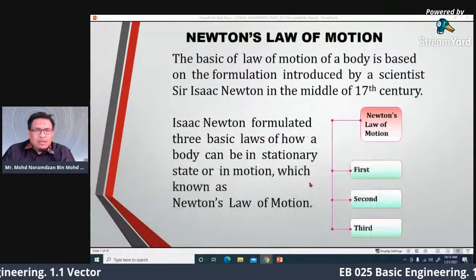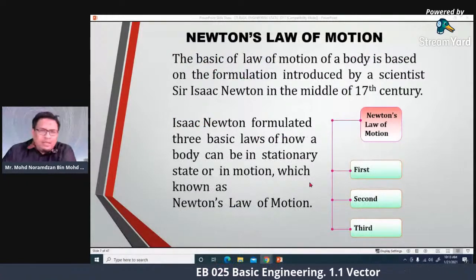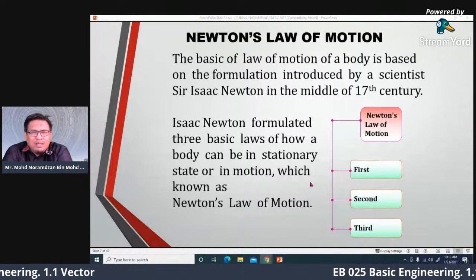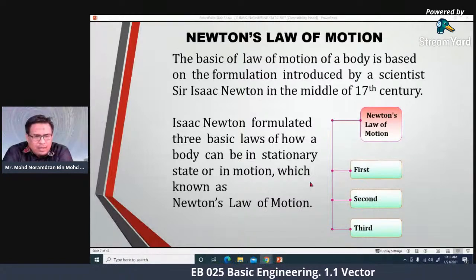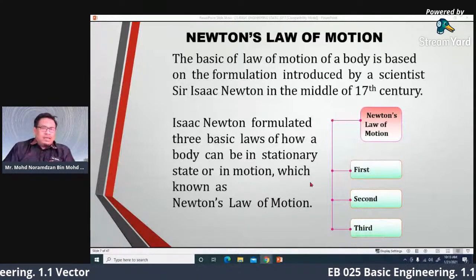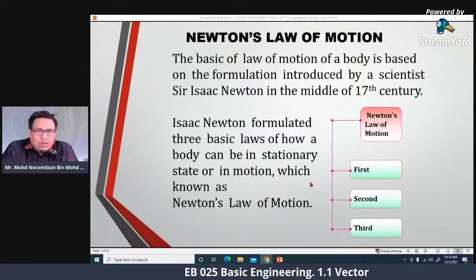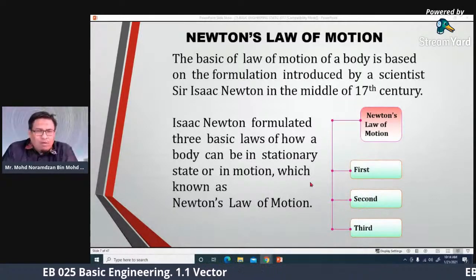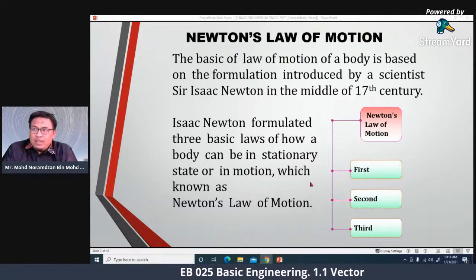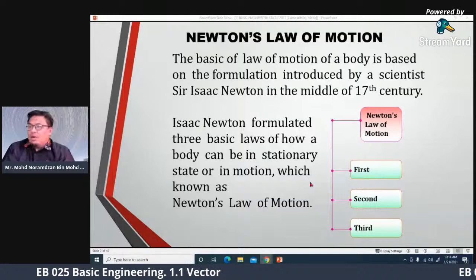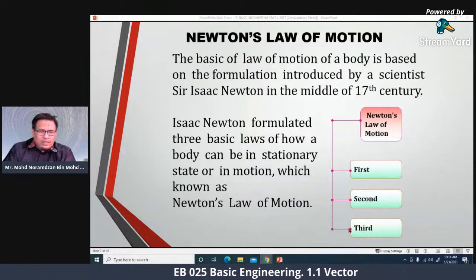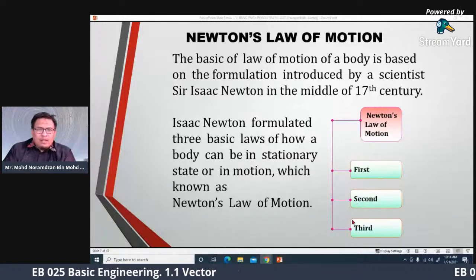Newton's laws of motion. The basic laws of motion of a body are based on the propositions introduced by the scientist Sir Isaac Newton in the middle of the 17th century. If you are dealing with physics or engineering, you know who Newton is. Isaac Newton formulated three basic laws of how a body can be in a stationary state or in motion, known as Newton's laws of motion. There are three laws: first, second, and third.